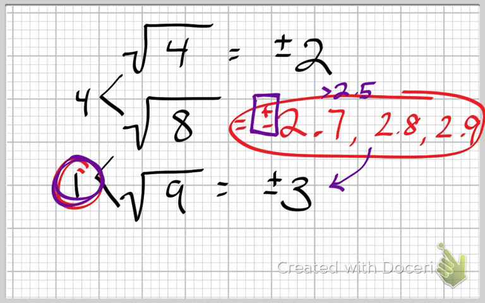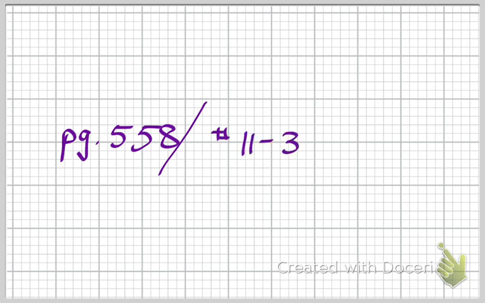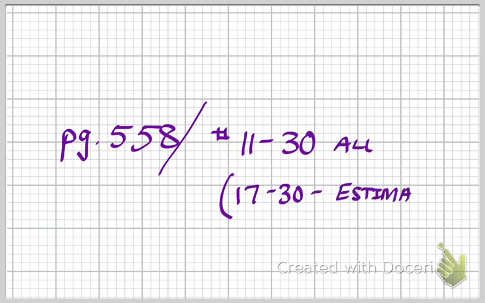So on your assignment today, and I'm going to give you the rest of the time to work on this, you're going to be on page 558. This is posted to Canvas as well. And you are doing numbers 11 through 30. They're all just square root problems. They should not take you very long at all. On numbers 17 through 30, that's where you're going to use that estimation. So all that I would care about on those is, are you showing me that it's between the correct numbers and that it's closer to one or the other?